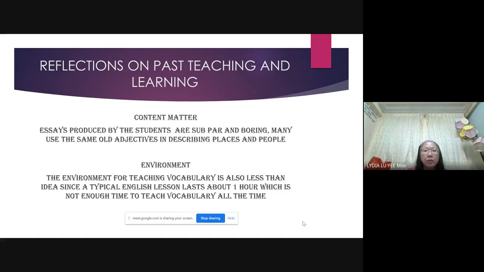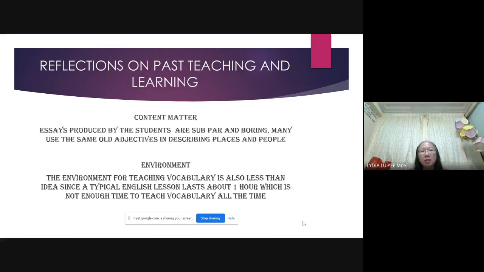it seems that the students will only learn when they are in the classroom. If I ask them to learn the words at home, I don't know what percentage of them will actually do it. And like I said, I can't be teaching vocabulary all the time because a typical English lesson lasts about an hour, give or take 10 minutes, and there's not enough time to teach vocabulary all the time.